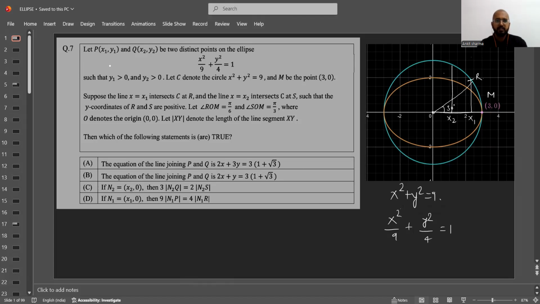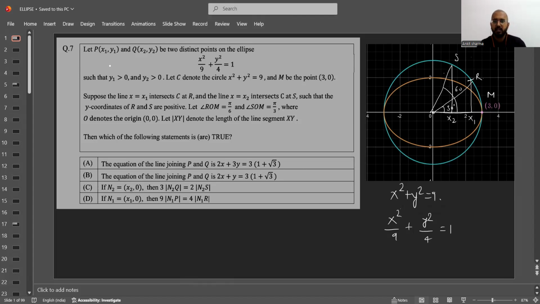So the line x is equal to x1 intersects the circle at R. So this is the diagram, and the line x is equal to x2 intersects the circle at S. So I have here this point being S, and this is my line x2. And then what they have given is SOM. So if I just draw this one, I have SOM to be 60 degrees. So this angle right here is 60. Now what do we need? Now let XY denote the length of the line segment XY, then which of the following statements is true.